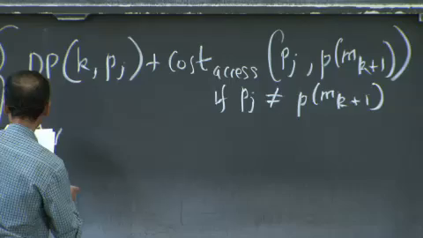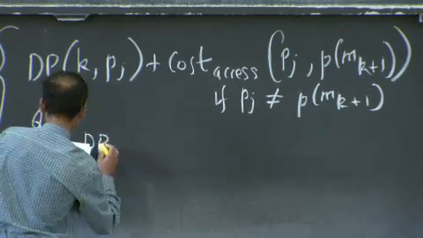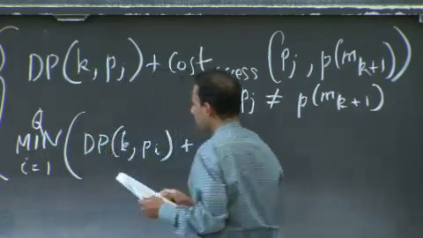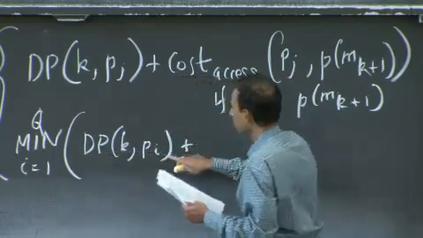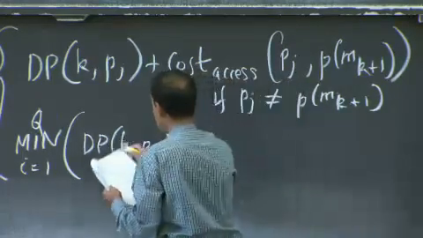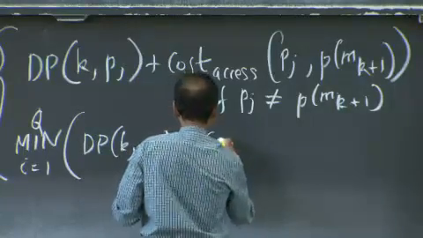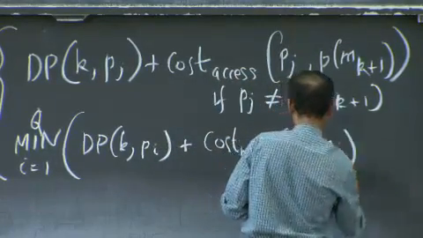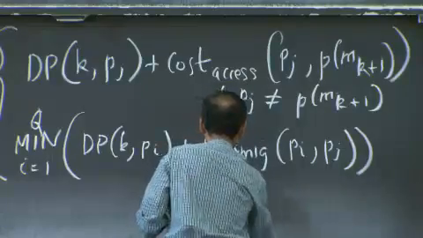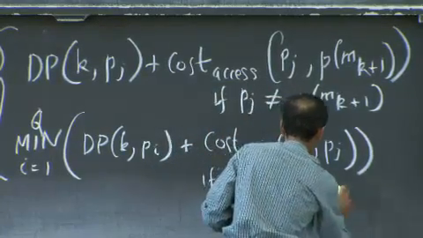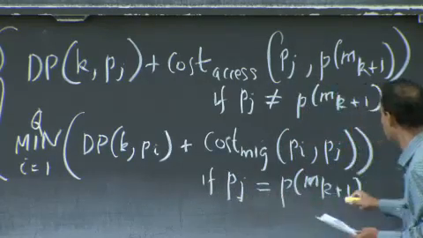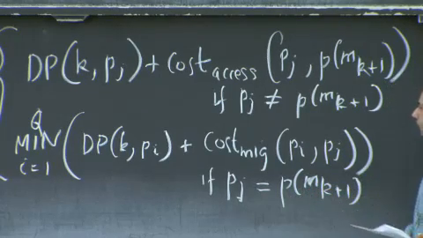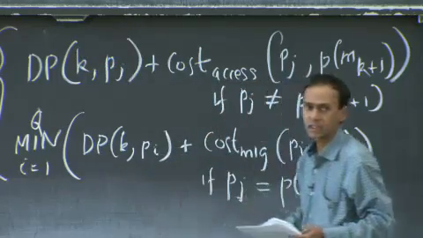So that's one case. The other case is to use the minimum, optimum solution corresponding to ending at pi, and do a migration. You have cost of migration from pi to pj. And you do this if you want to go to p of mk plus 1, the processor corresponding to p of mk plus 1. So that's the setup for this dynamic program.